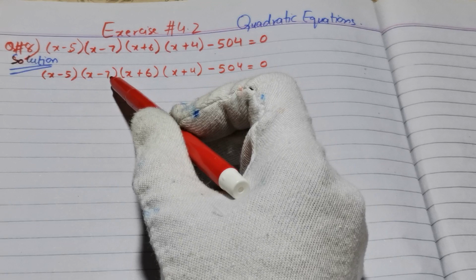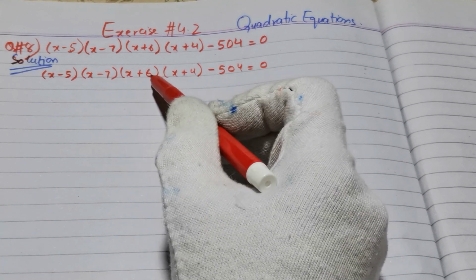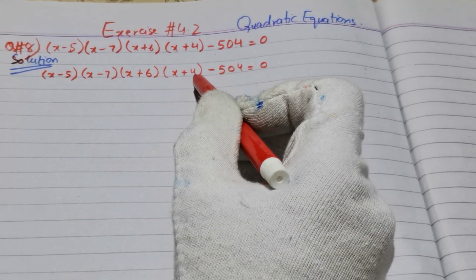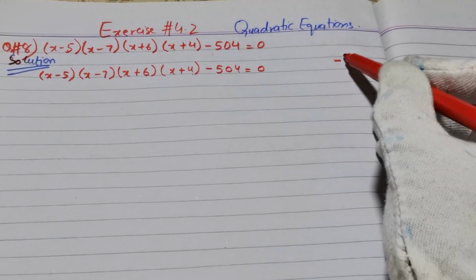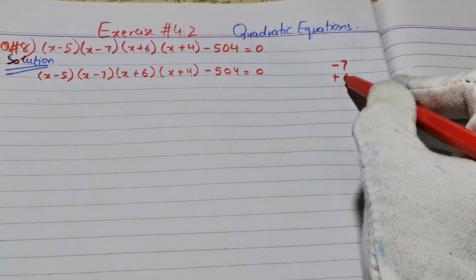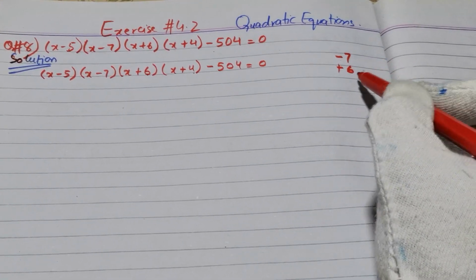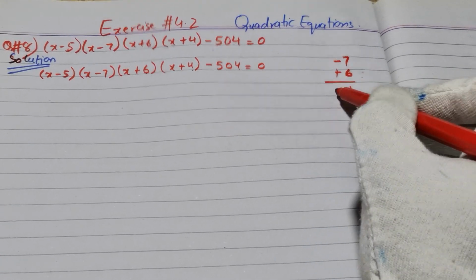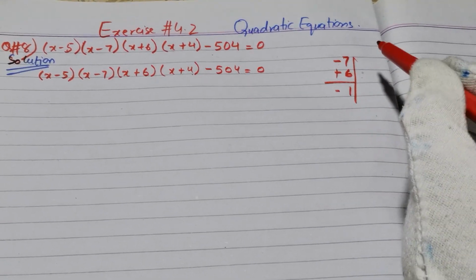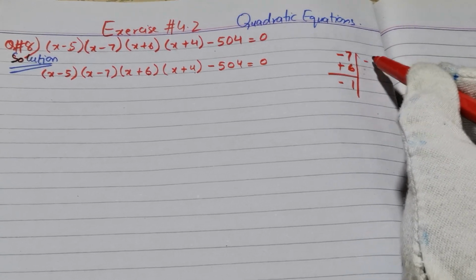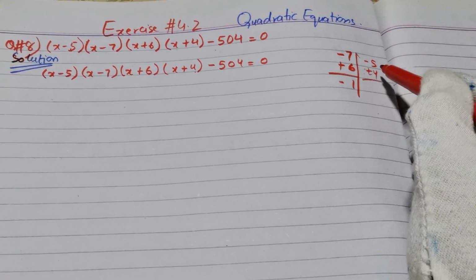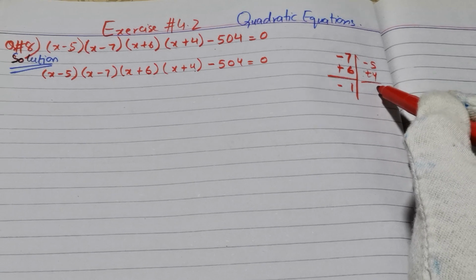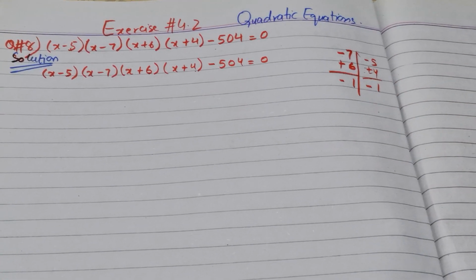-7 plus 6 minus 1, -5 plus 4 minus 1. So -7 plus 6, and minus 7 minus 6, one sign gets a value. The second pair is -5 plus 4, and -5 minus 4, one sign gets a value.